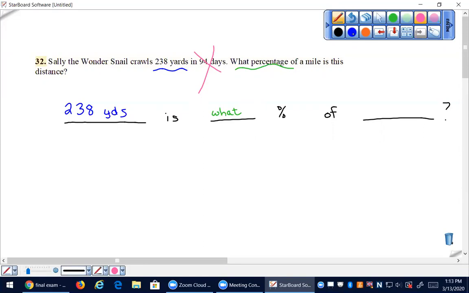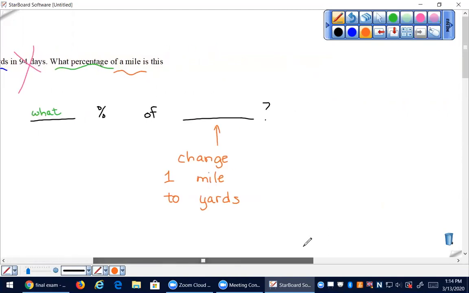So what I want to do is of a mile, but I need yards because I have yards. So I need to change miles to yards. Everyone okay with why that goes in the blank? We don't know what it is yet, but we're just making our plan. So now let's go off to the side and do that.